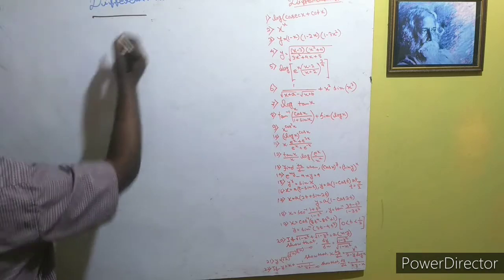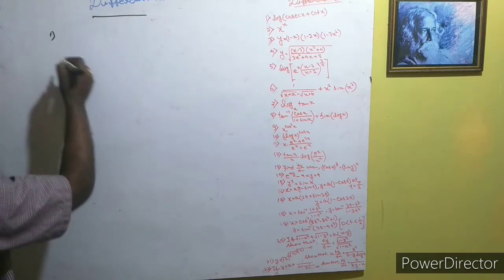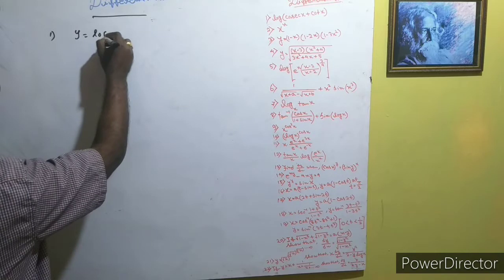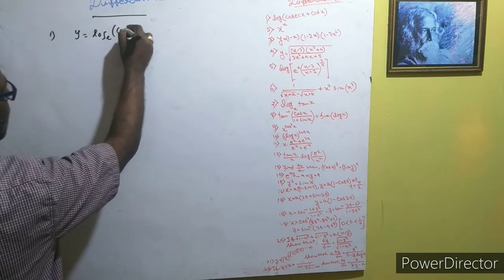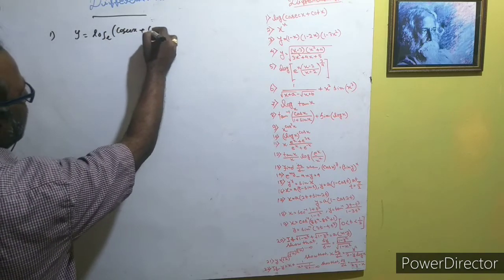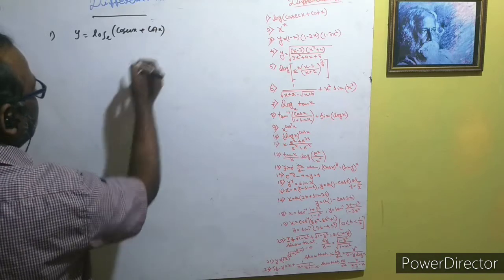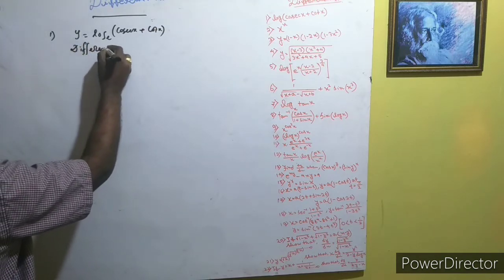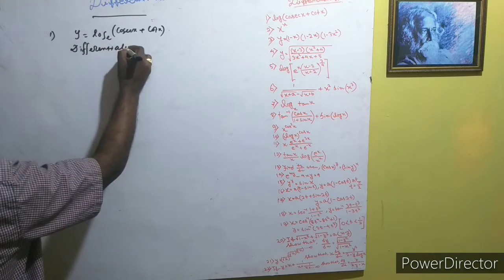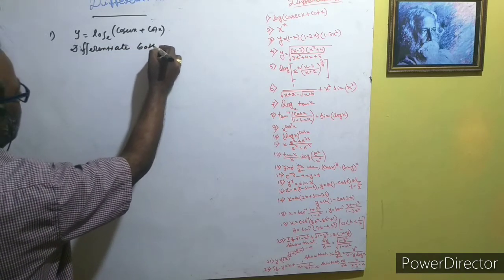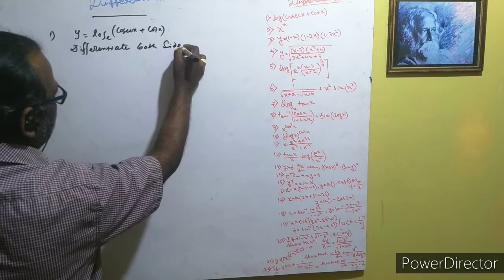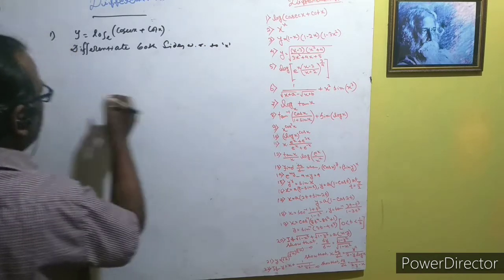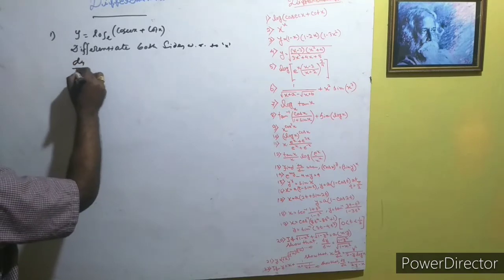This is your differentiation question number 1. Say y is equal to log to the base e of (cosec x + cot x). Differentiate both sides with respect to x. Now dy/dx.